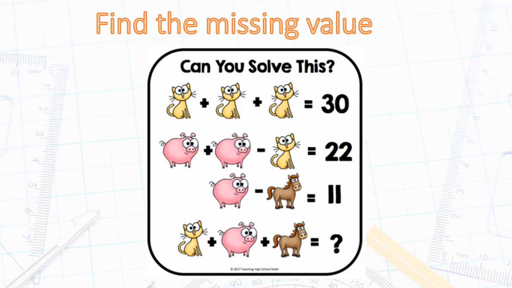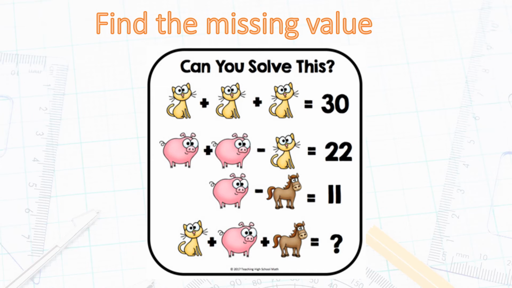So this one is kind of like an algebra problem. I mean, it is an algebra problem, but shown in a different way. So you've got a cat plus a cat plus a cat is 30. A pig plus a pig minus a cat is 22. A pig minus a horse is 11. What is a cat plus a pig plus a horse? You need to try and solve that, so we need to figure that out. So this is essentially an algebra problem where we've got some placeholder values going on in here.